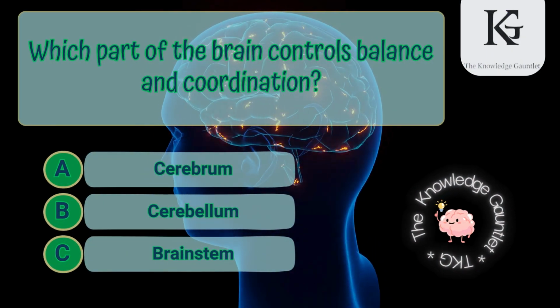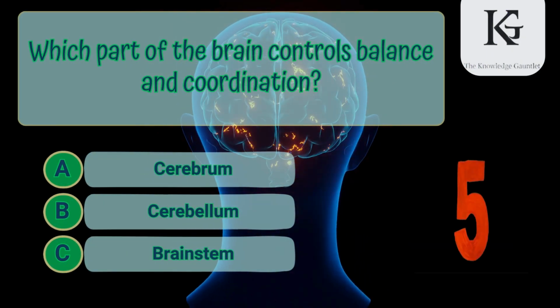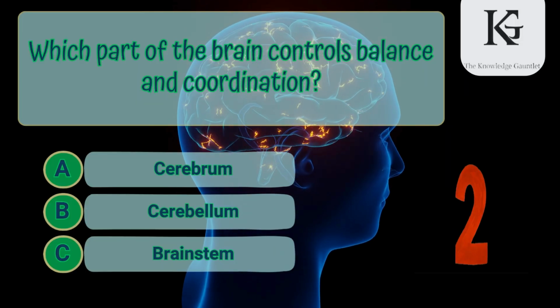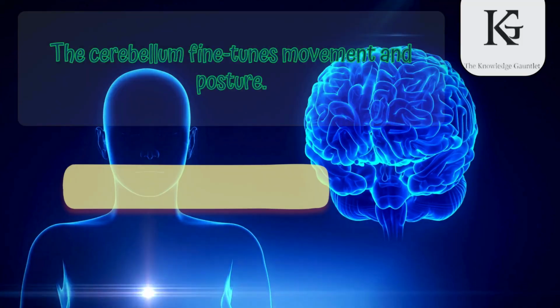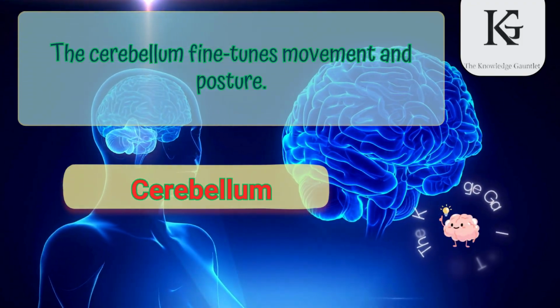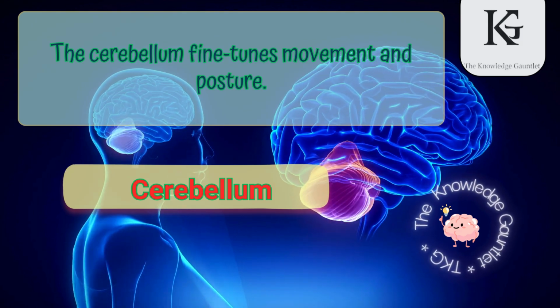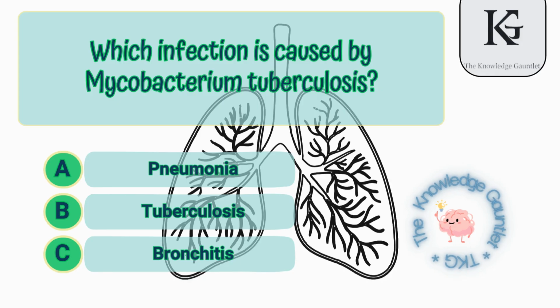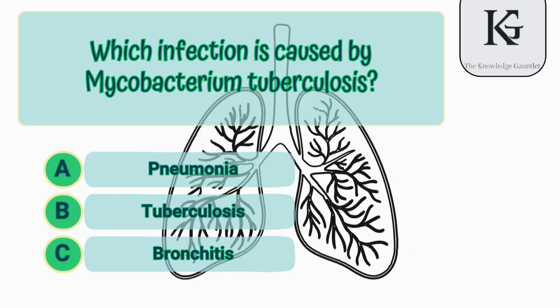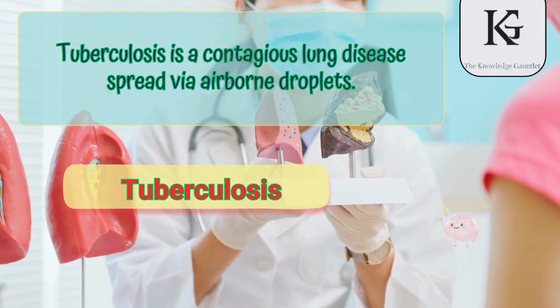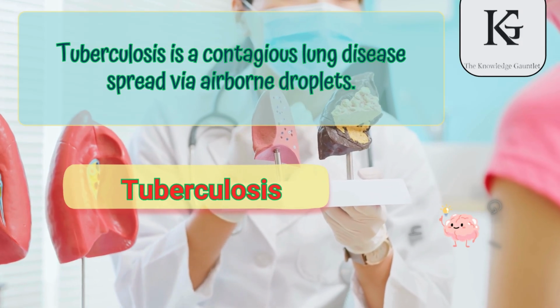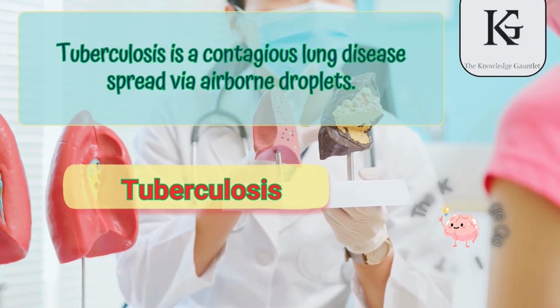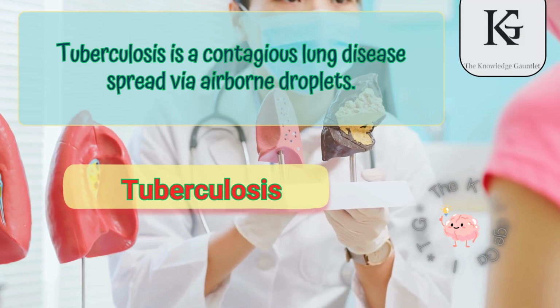Which part of the brain controls balance and coordination? Answer, cerebellum. The cerebellum fine-tunes movement and posture. Which infection is caused by Mycobacterium tuberculosis? Answer, tuberculosis, which is a contagious lung disease spread via airborne droplets.